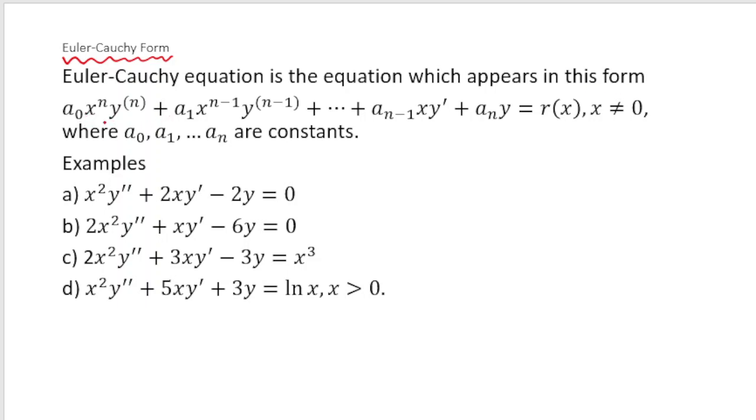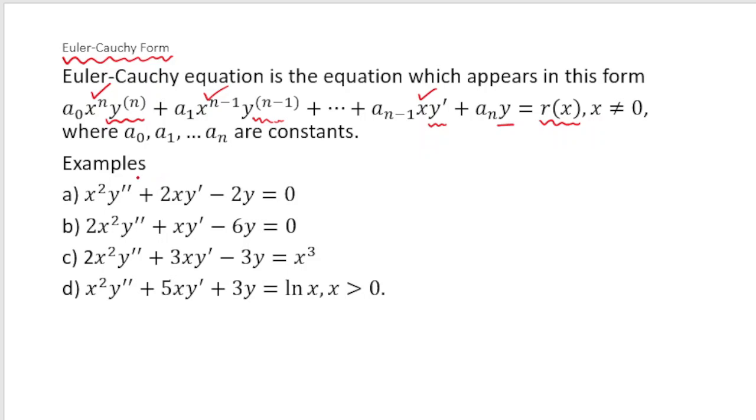Which form? If you look at y^(n), that is the nth order derivative of y, it is multiplied by x to the power n. If you look at this term, which is the (n minus 1)th order derivative of y, it is multiplied by x to the power n minus 1. If you look at this term, the first order derivative of y, it is multiplied by the first power, meaning x to the power 1. And y, meaning no derivative of y, is multiplied by no power of x, and that is equal to the right hand side. And these a0, a1 and all these are real constants.